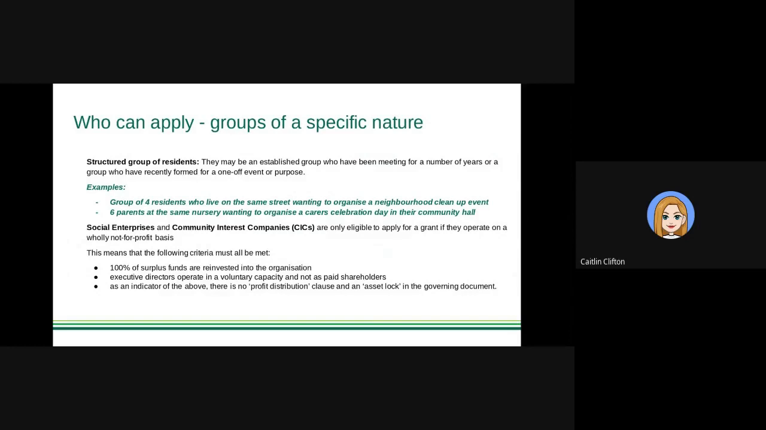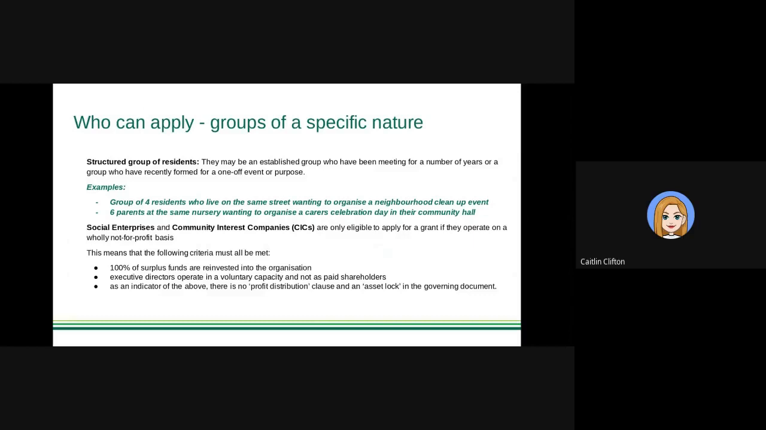So we'll just delve a little bit deeper into what is a structured group of residents and why do we fund them. So this is a group of people who are not registered as a charitable organisation in any way. They might be an established group who've been meeting for a number of years, or they might be a group who's recently formed for a very specific purpose or event.